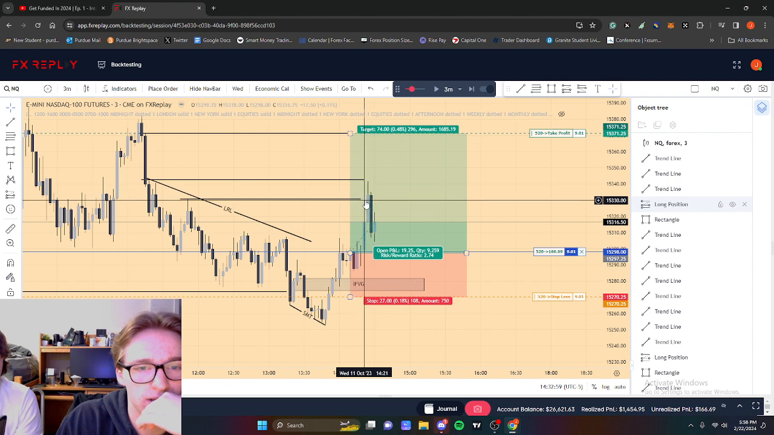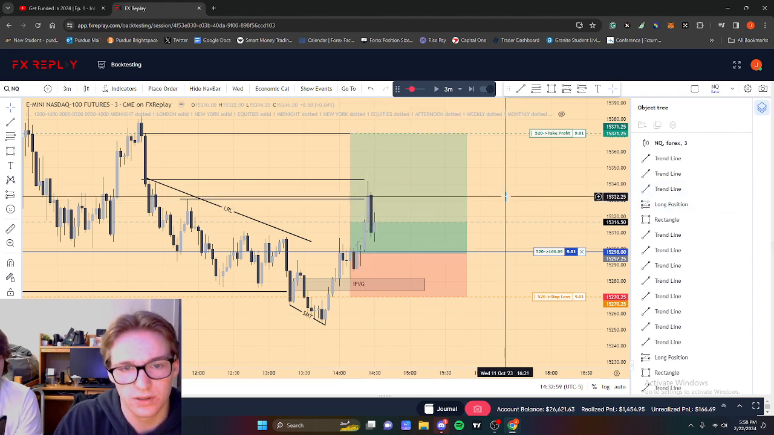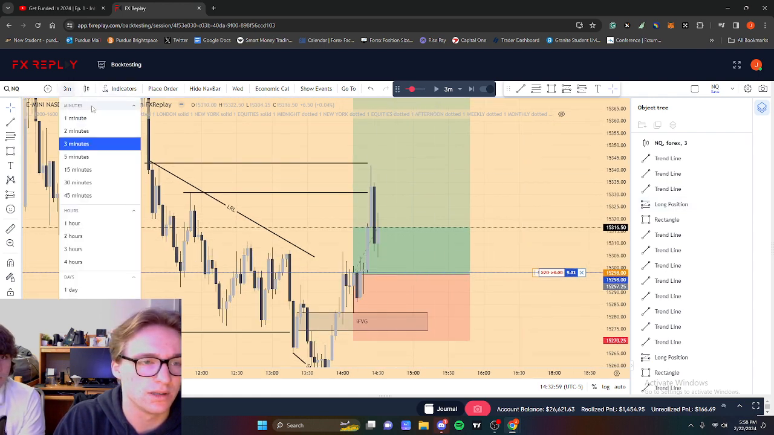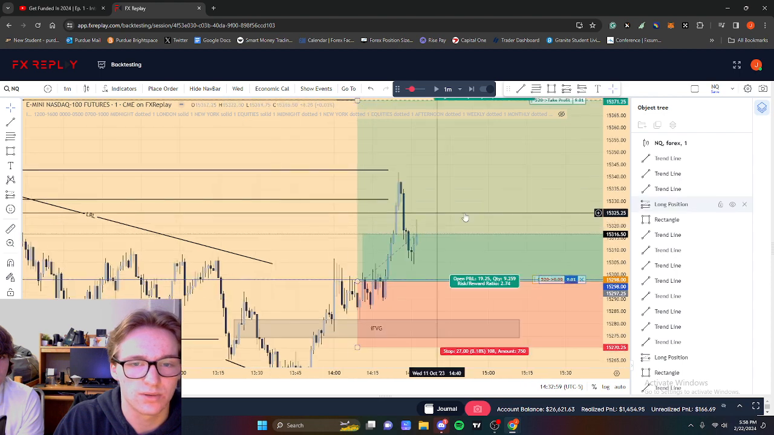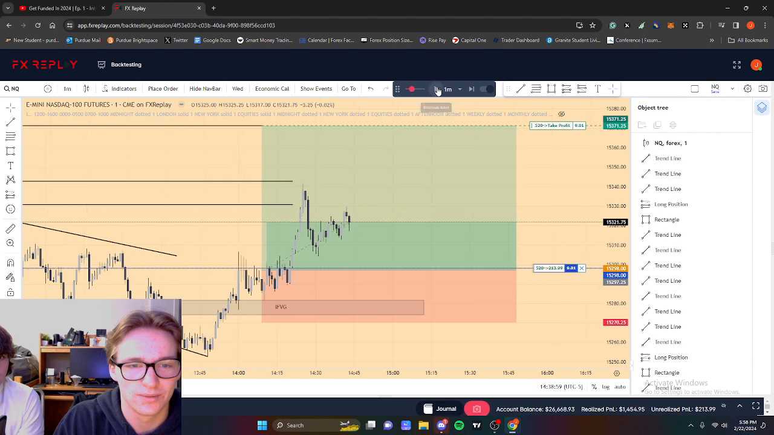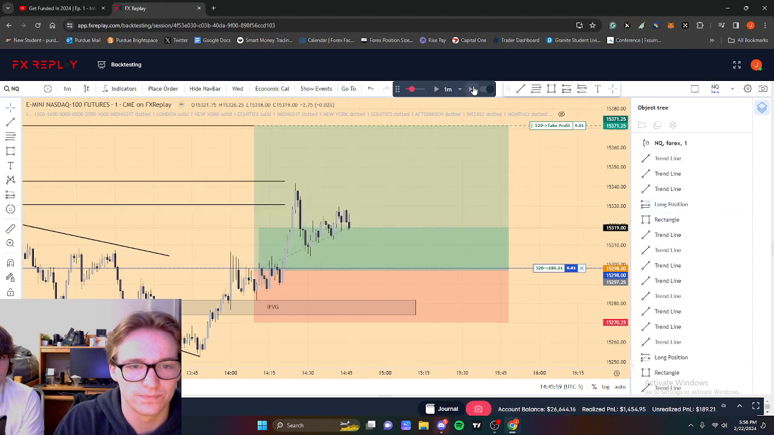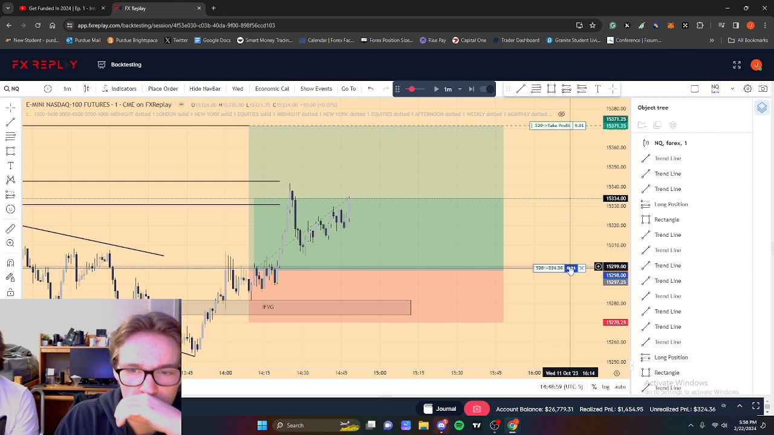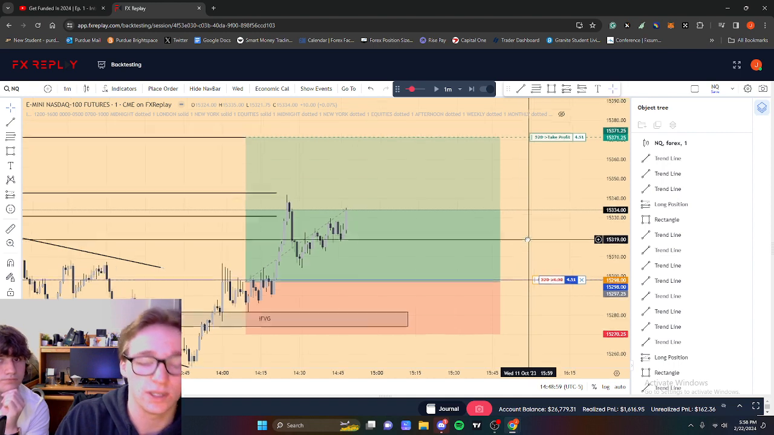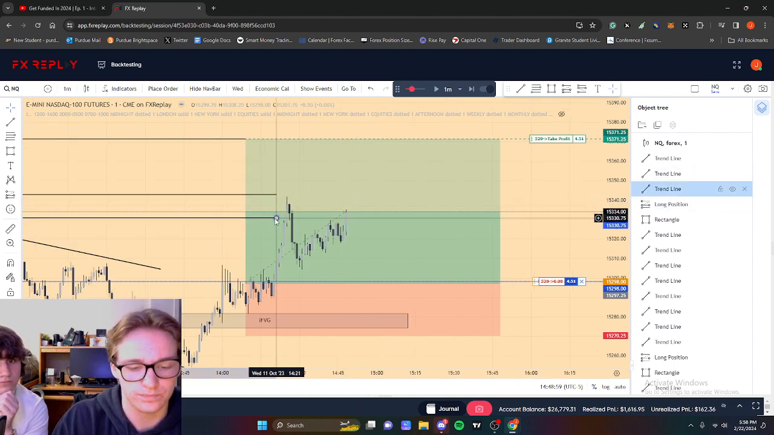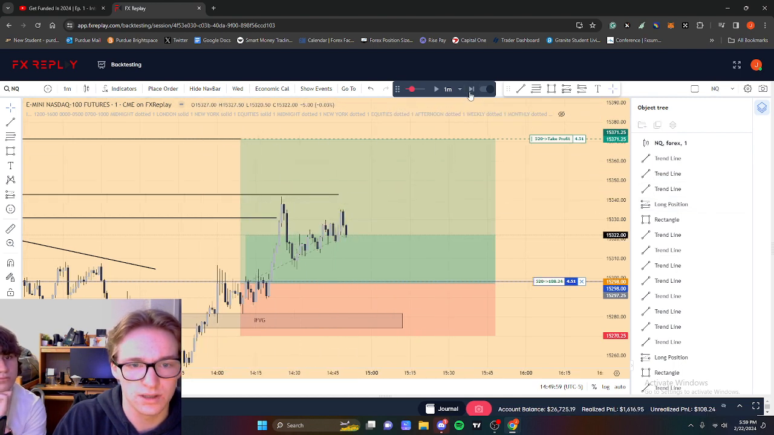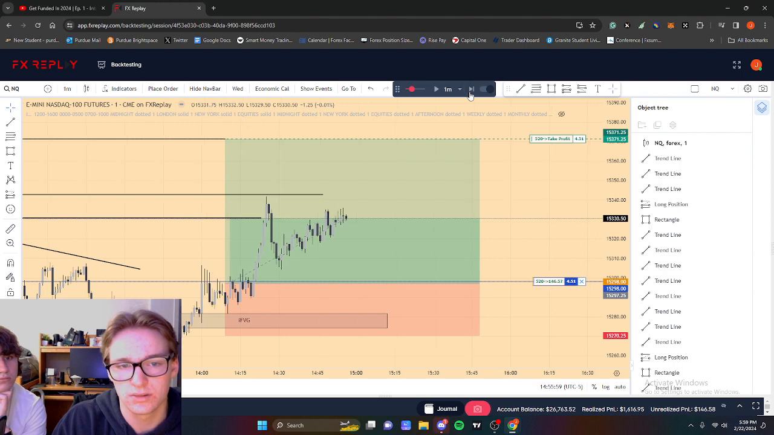Okay, so we end up hitting a TP1 right there. I should have put it at the, okay, well our stops are going to be break even at this point. So we would have taken our TP1 right here. We would have closed 50% of our position. Stops are break even at this point, and then we will wait for TP2 to get hit. If it gets hit, stops are break even, so no risk.